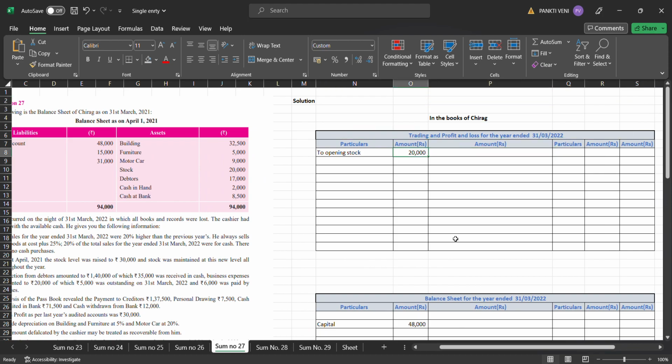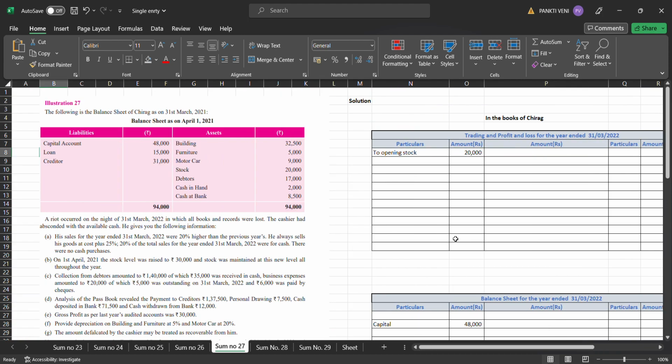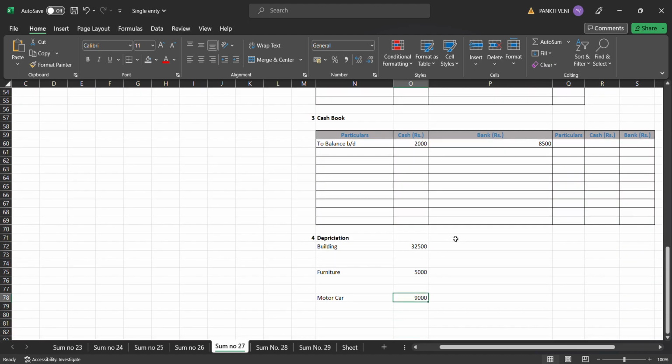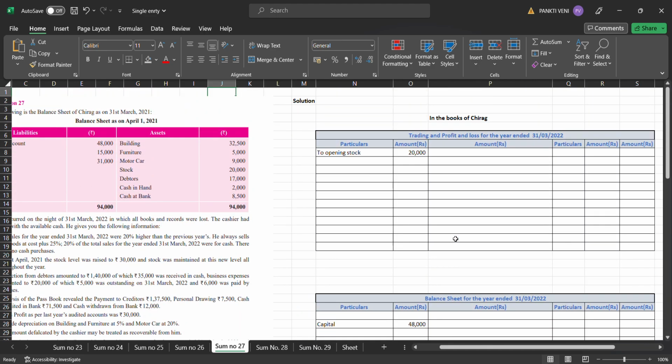So next question, in the books of Mr. Chirag. Okay, so I'll just note down the balance sheet items. The following is the balance sheet of Chirag as on 31st March, so this is my opening balance sheet. So opening stock 20,000. Building. Whatever building, furniture and motor car will be for depreciation.